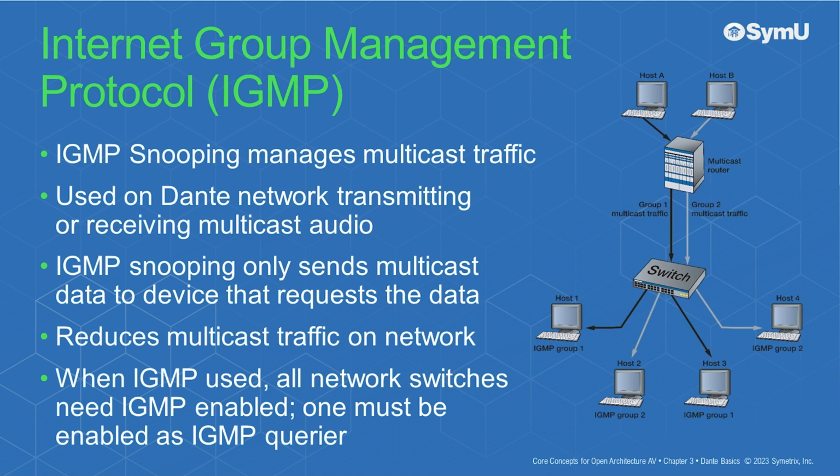IGMP stands for Internet Group Management Protocol. IGMP snooping manages multicast traffic, making sure traffic only gets to the intended destination. It is used on a Dante network transmitting or receiving multicast audio. IGMP snooping only sends the multicast data to a device that requests the data. This reduces the multicast traffic on the network. When IGMP snooping is enabled, all switches must have it enabled, but one must be set as the IGMP querier.